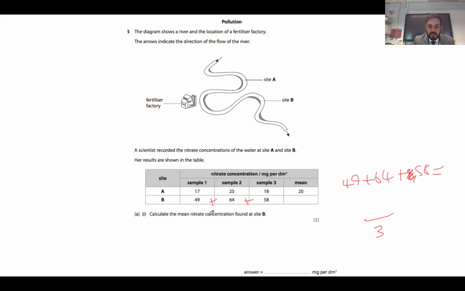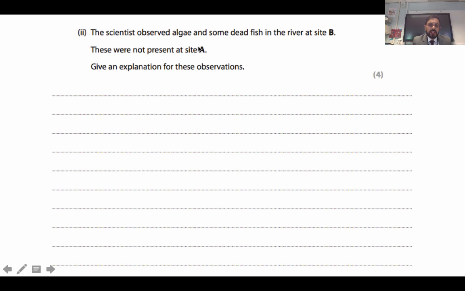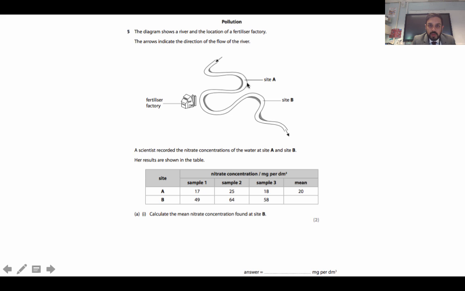The scientists observed algae and some dead fish in the river at site B. They were not present at site A. Give an explanation for these observations. So some were found dead in the river at site B, but none at site A. Now this is where you have to look at the picture. You look at the fact that there's a factory there.